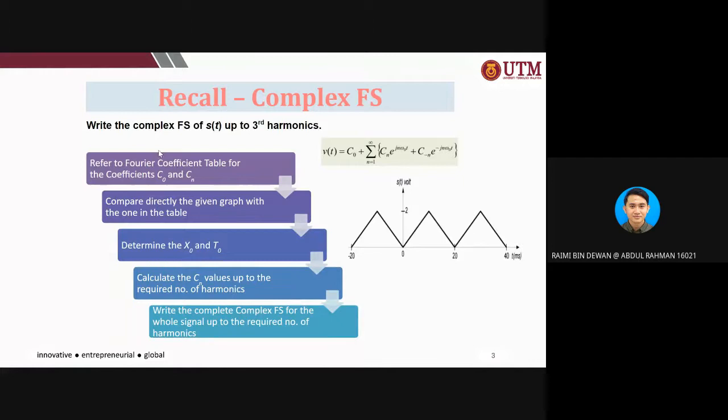So here, you see this, for example, the question: write the complex Fourier series of s(t) up to 3 harmonics. Three harmonics means n=1, n=2, n=3, so until n=3. But if it's asked for 4 harmonics, then until n=4, something like that. And then the next step, refer to the Fourier coefficient table for the coefficients C0 and Cn. You will be given a table and you need to solve it.